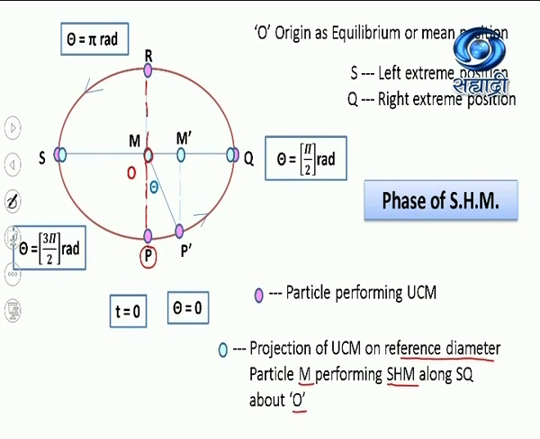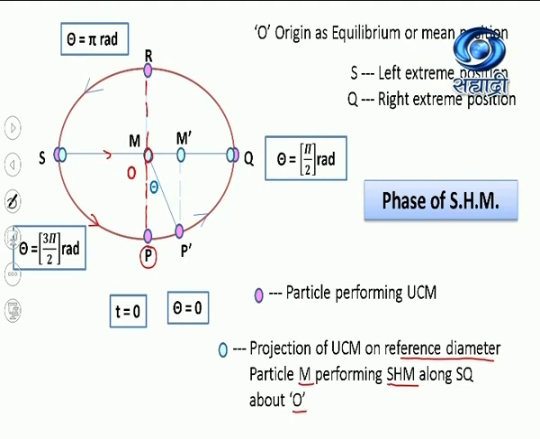Then again, if the particle continues from S to P, then once again the particle M, which is the foot of the projection, comes back to its mean position, showing that one oscillation of the particle M has completed as the particle P has completed one revolution.